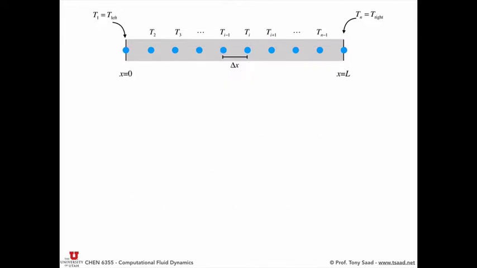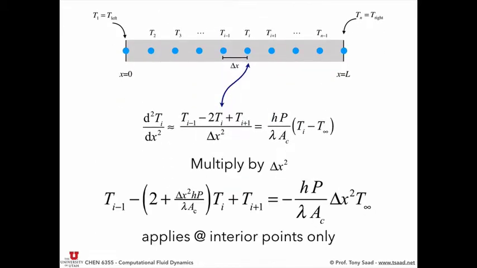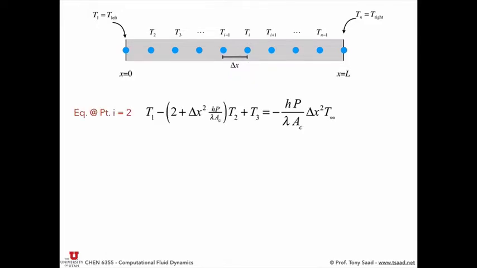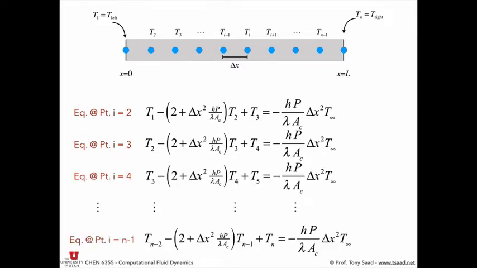So now we take this generic formula at point i, and I'm going to show you what it looks like at each and every point. At point 2, you simply put i equal 2, and you're going to get t1 minus something times t2 plus t3 equal minus etc. At point 3, it's going to look the same, just with different variables. Point 4, etc., all the way to point n minus 1.